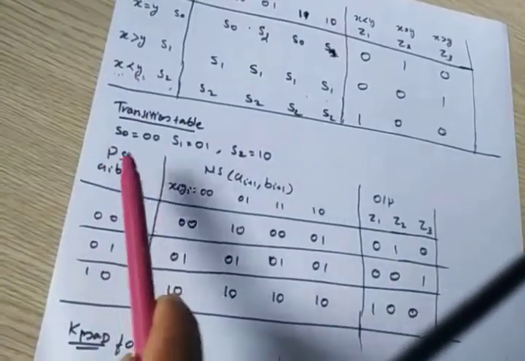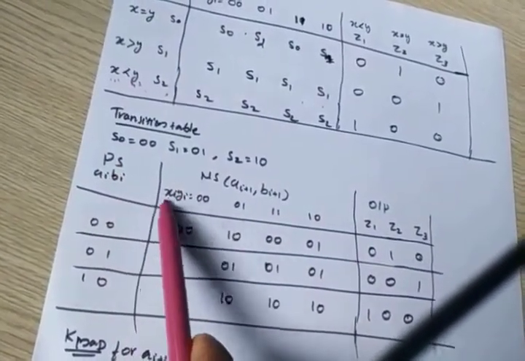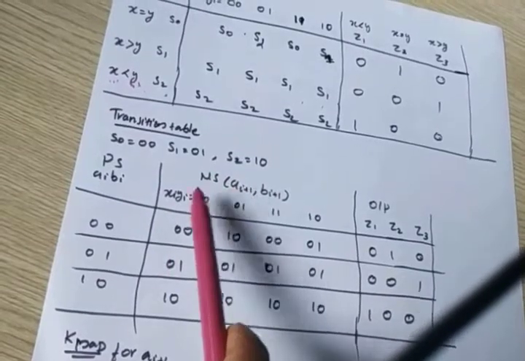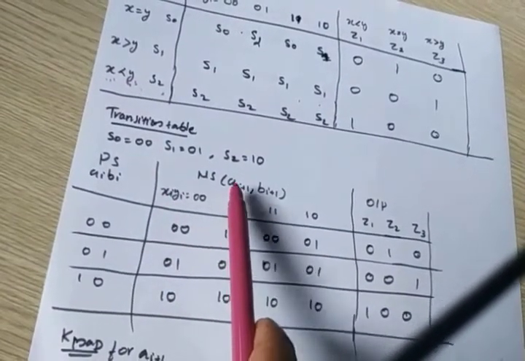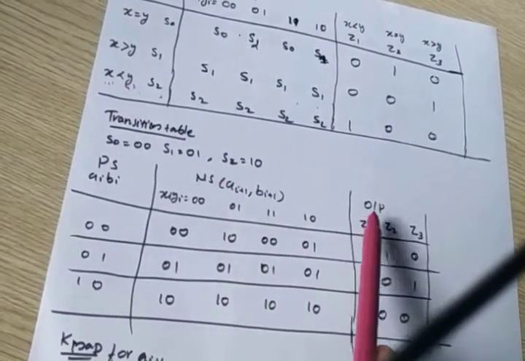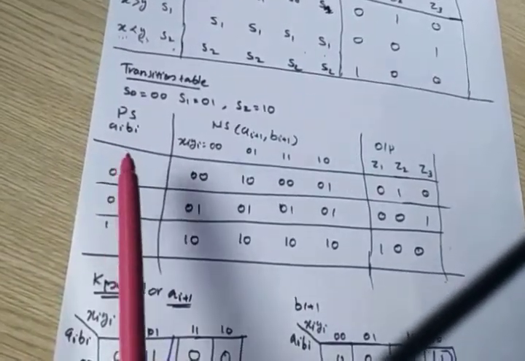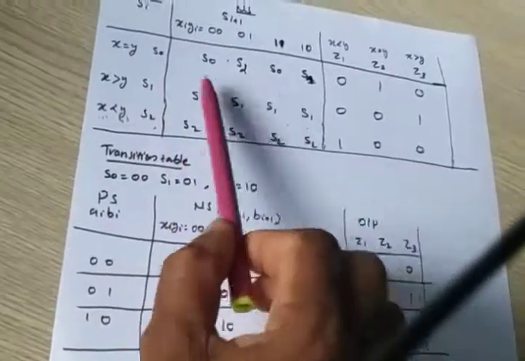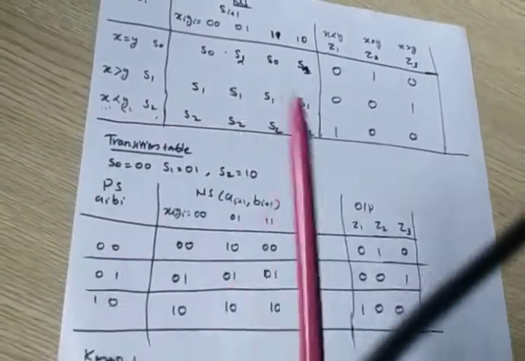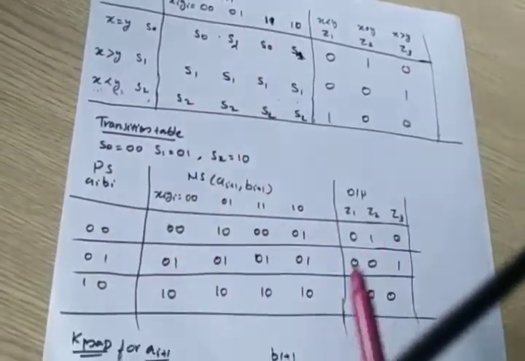So that's why present state is ai bi. Next state xi yi. For input xi yi, what is the next state? ai plus 1, bi plus 1. Output: 0 0. Present state is 0 0. This you complete with this. Okay, instead of this value we can put this.